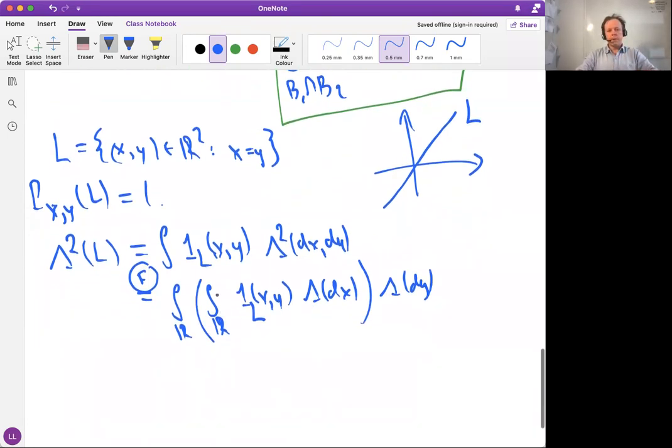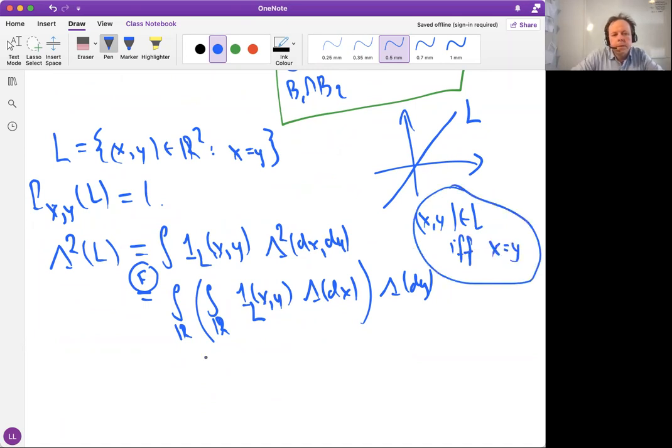And we put the inner integral here. So what's the value of this integral? Think about y being fixed. We know that the x-y pair belongs to the line if and only if x is equal to y, of course. That's the definition of the line. So what's the inner integral? It's the integral over the set where we only have the one point y, and then we integrate with lambda dx.